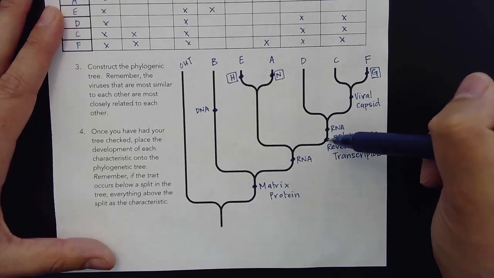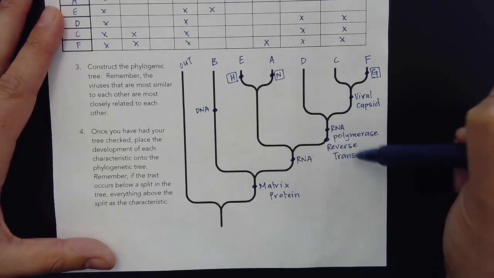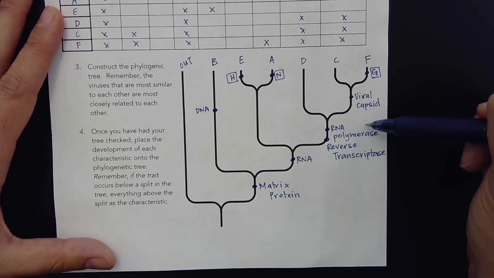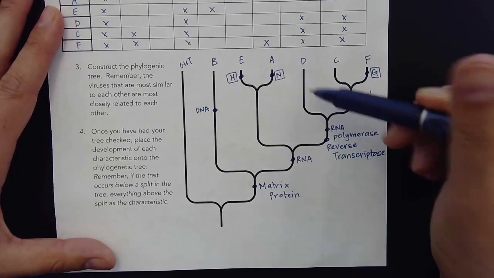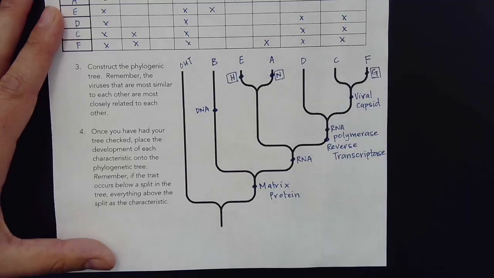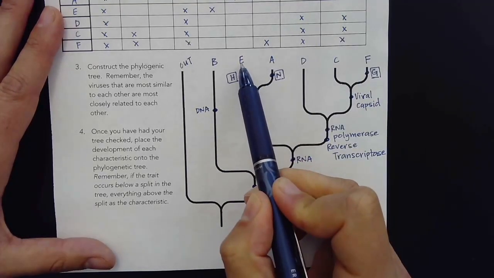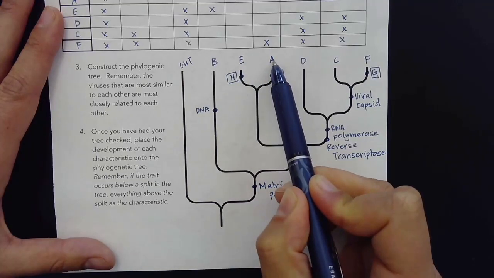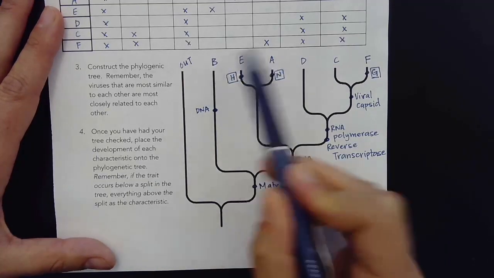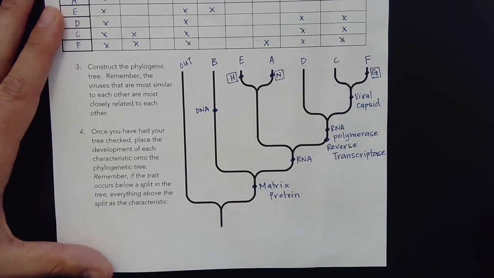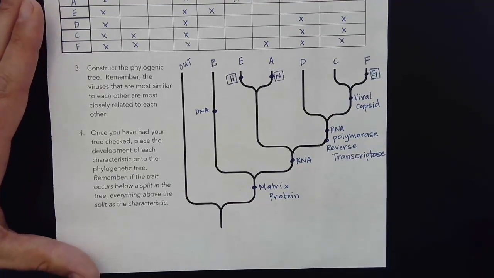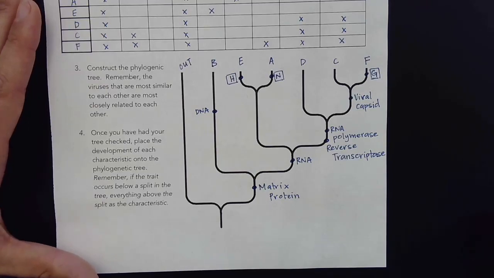Likewise, we don't know which came first, the reverse transcriptase or the RNA polymerase. So it doesn't really matter as long as they're both on this line, which applies to all three of these viruses. And then we also don't care if we put E here and A here. We could just as easily have reversed those, and we could have just as easily reversed C and F, and we'll still have the same answers. And there you have it.